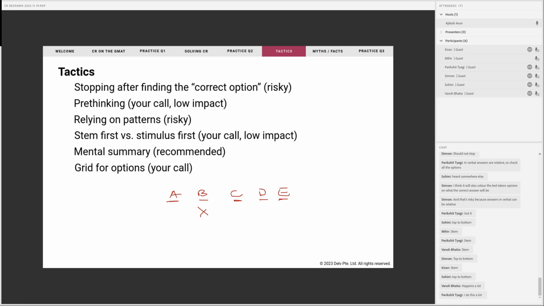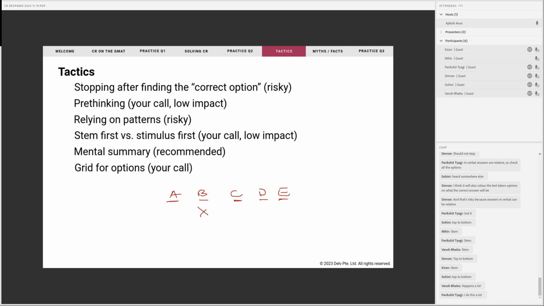I think Parikshit is saying he might be rereading certain options, or he's saying that he uses a grid. Parikshit, do you use a grid or do you reread? I use a grid a lot. In fact, in my maths also. You create a grid for all the questions, and you don't have to rewrite whatever you have eliminated first. And it saves you time, basically, for me.